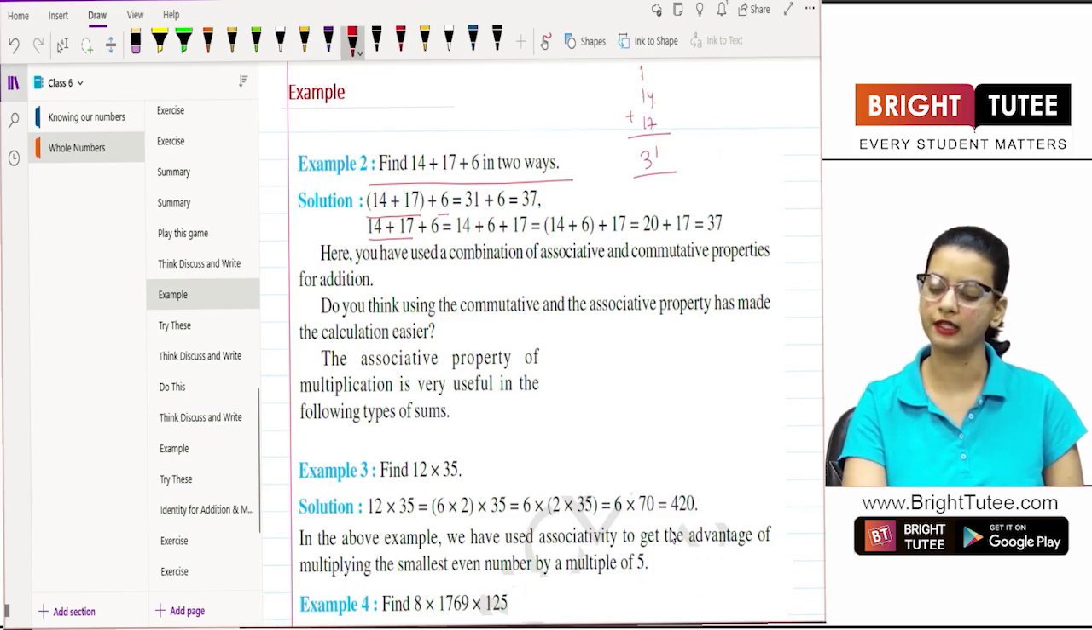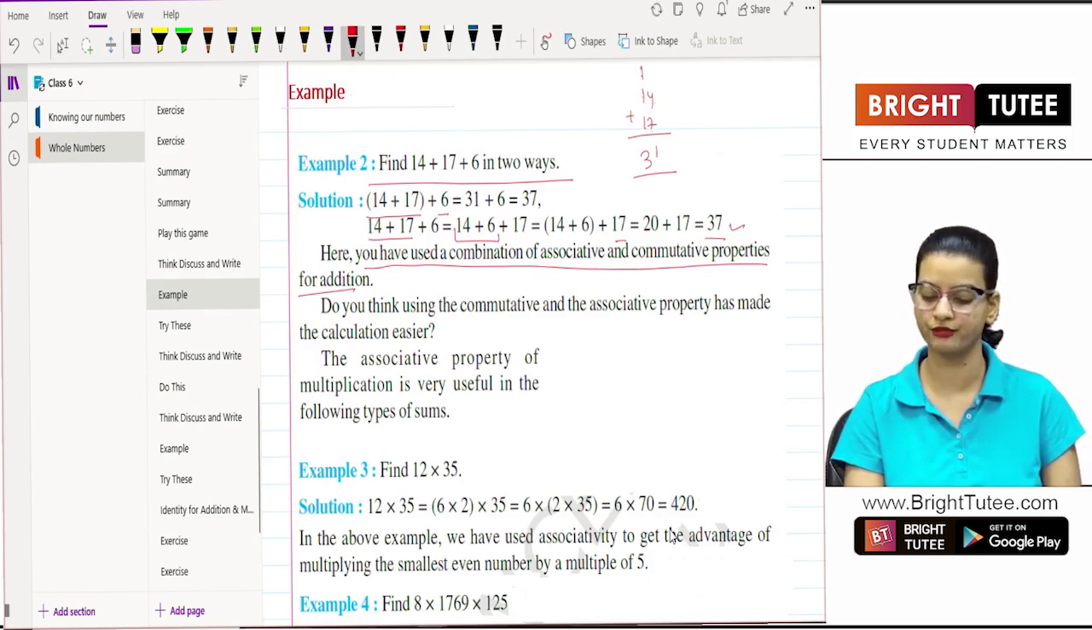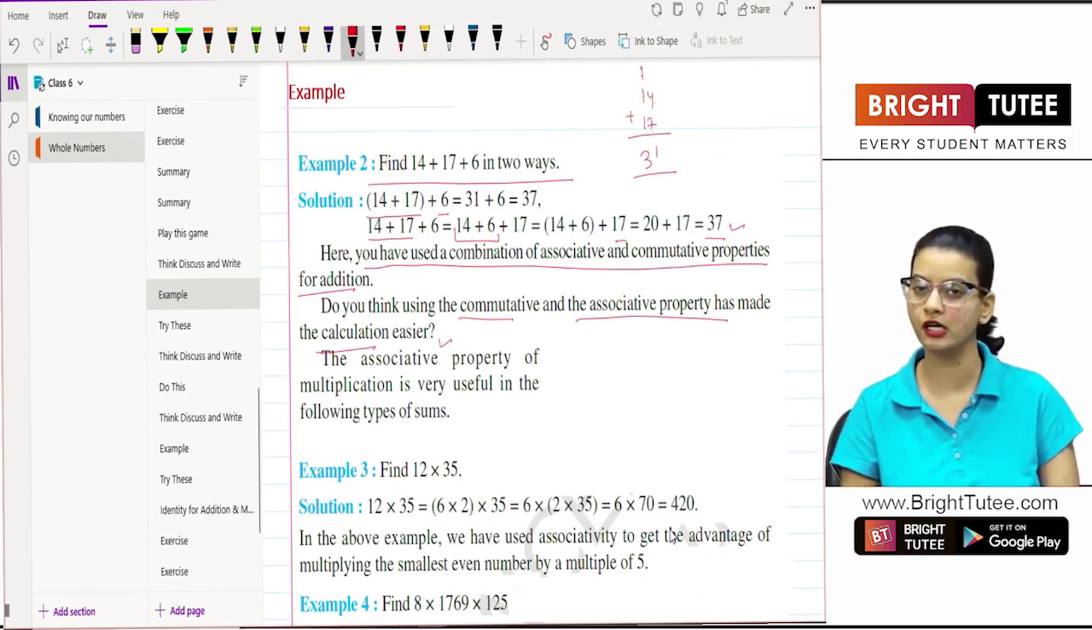Now another way is, here we have got 14 plus 17 plus 6, and if we add 14 plus 6 first, this gives me 20 and 20 plus 17 is 37. So, this is easier. We have used a combination of associativity and commutative properties for addition. Do you think using the commutative and the associative property has made the calculation easier? Yes, definitely yes.